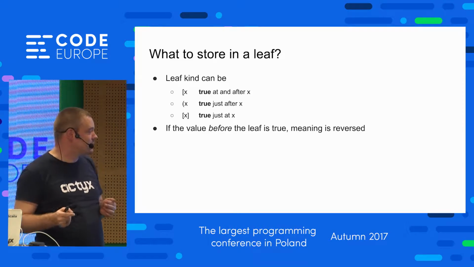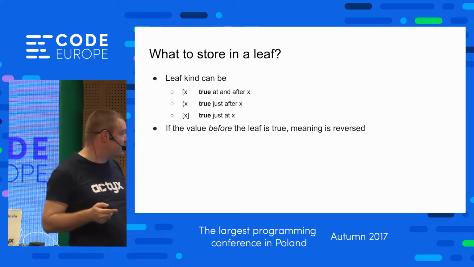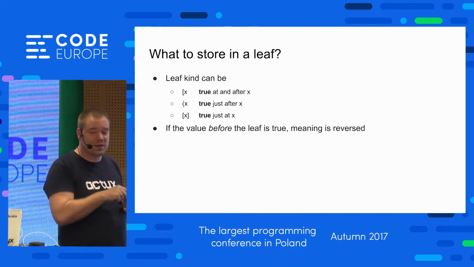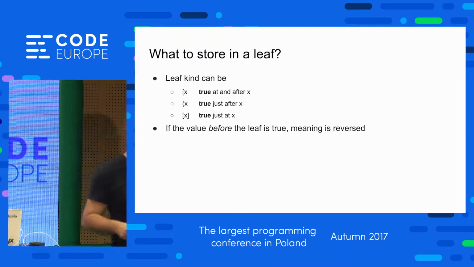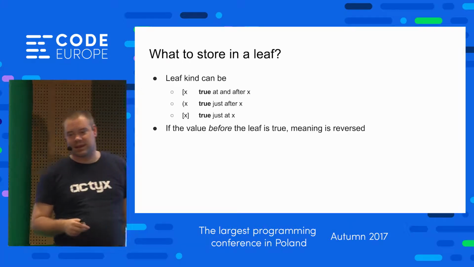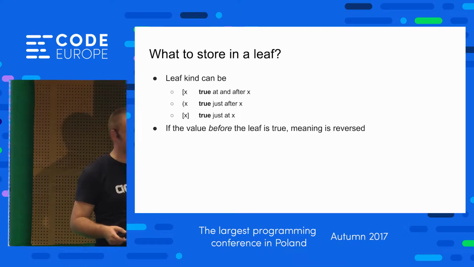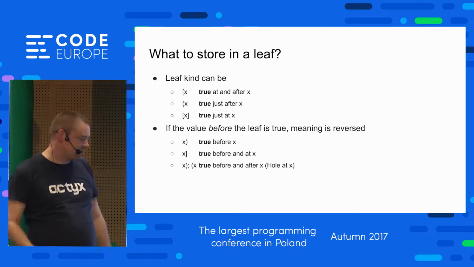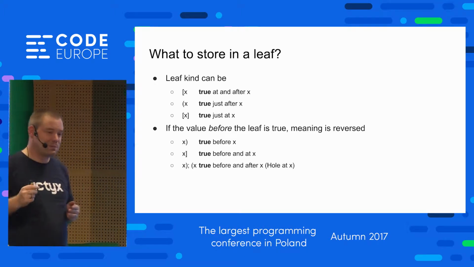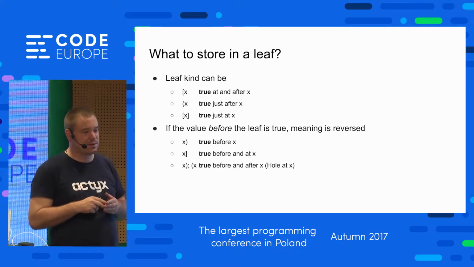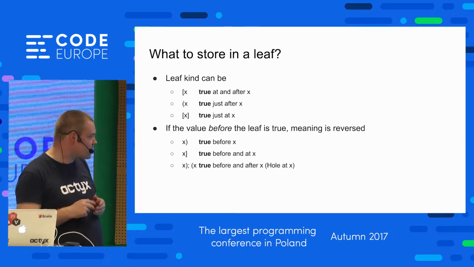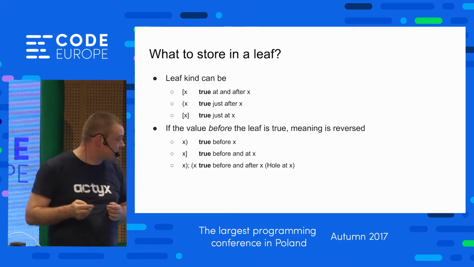it's much better to not do that. Basically, what we do is we say if the value before the leaf is false, this is the meaning. And if the value before the leaf is true, we just reverse the meaning. And that way, we only need 3 possible values for each leaf, which has some big advantages. We'll see that later.